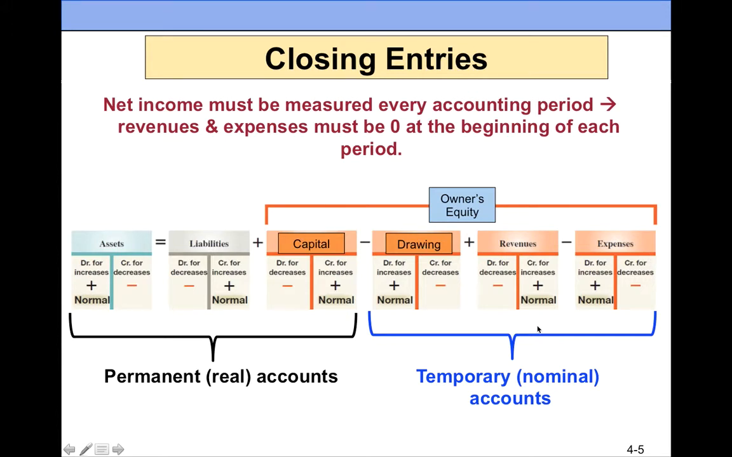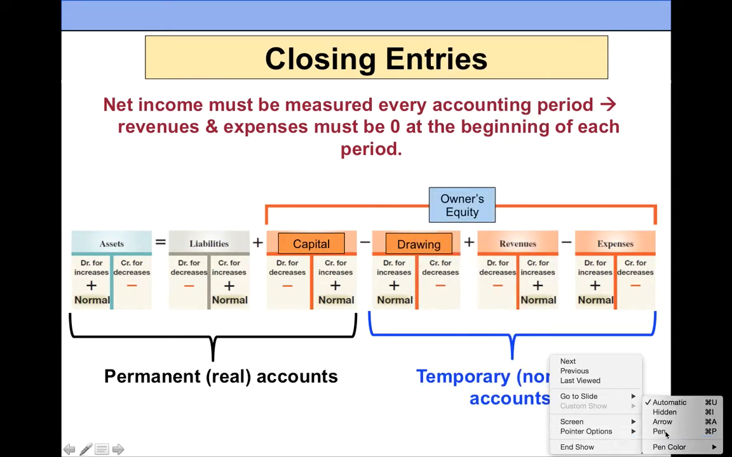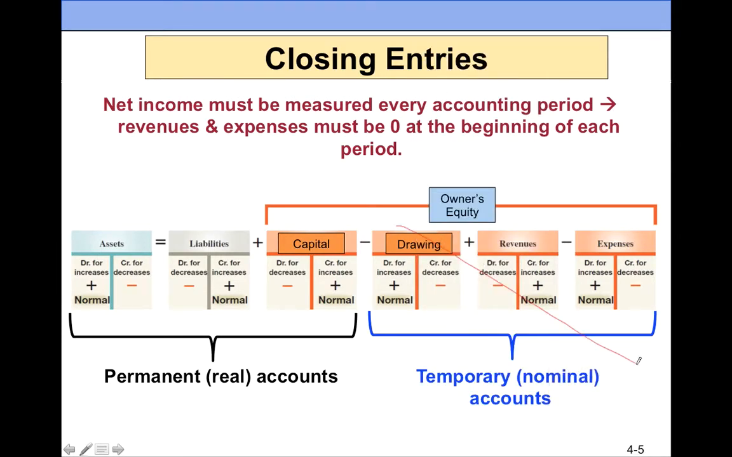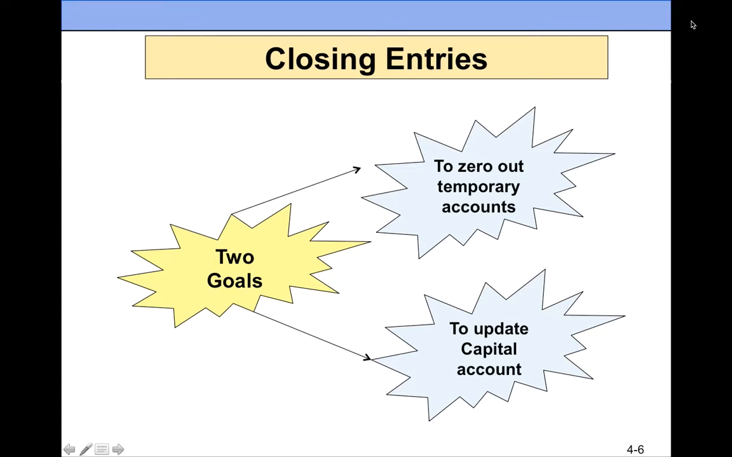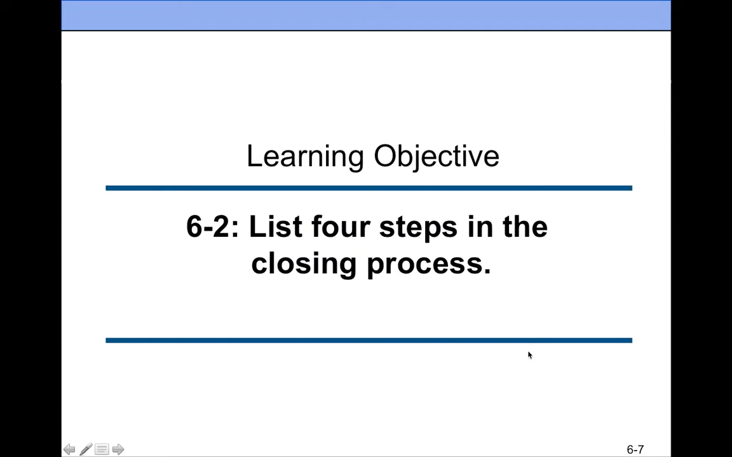I'm going to eliminate these temporary accounts. So one of the 2 goals for closing entries is to zero out, to bring these 3 groups of accounts to 0. What we're going to do is move them into capital, eventually all of those accounts, because that's where they belong. I want to remind you, drawing and expenses decrease capital, revenues increase capital. So as I mentioned, 2 goals. The first goal, to zero out temporary accounts, and the second goal is to update the capital account.